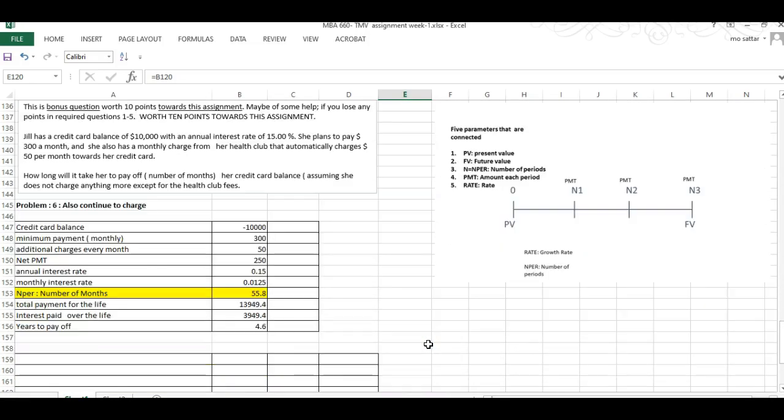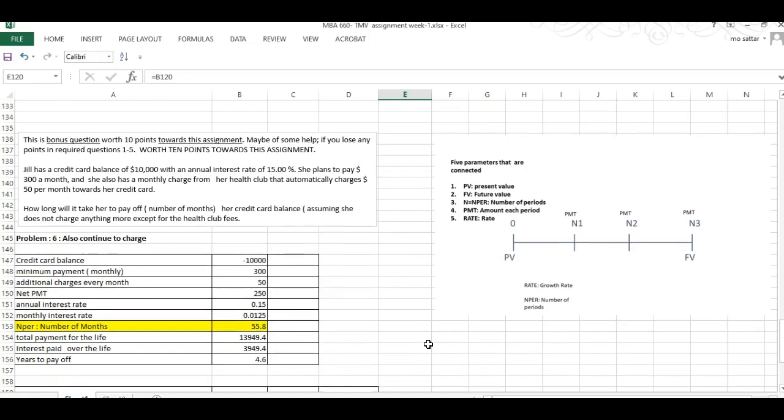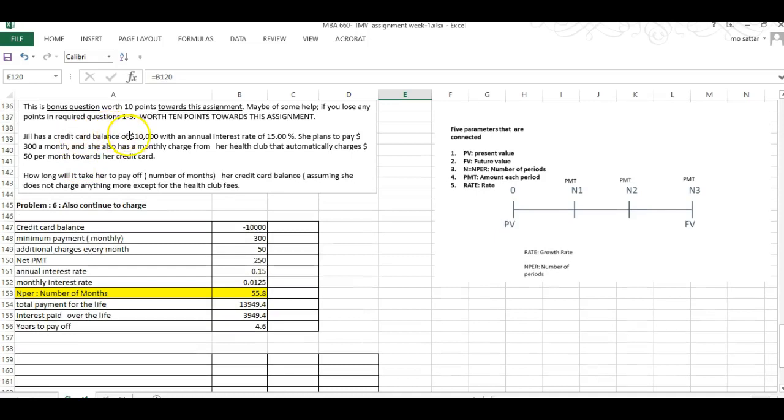Now in the bonus question, I said that Jill has a credit card balance of $10,000, so that would be the present value, like we did with John's. Interest rate is 15% in this example, so we'll divide that by 12 to get monthly. She plans to pay $300 a month, okay? And she also has a monthly charge, which means she has a health club account that automatically charges $50 per month. So here the twist is, what is going to be her PMT, right?